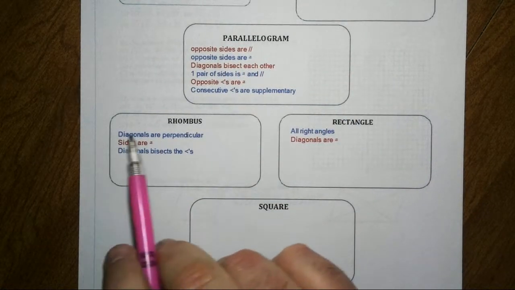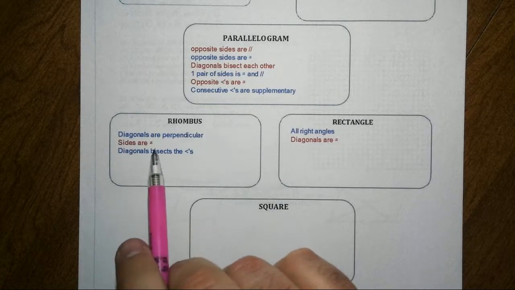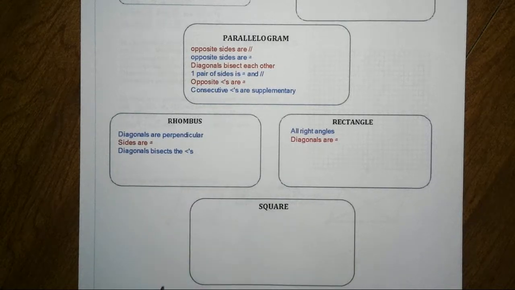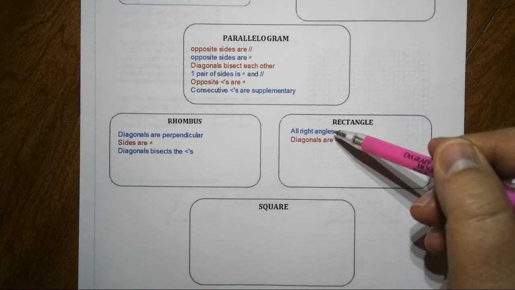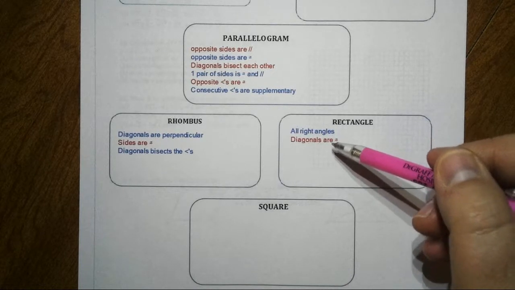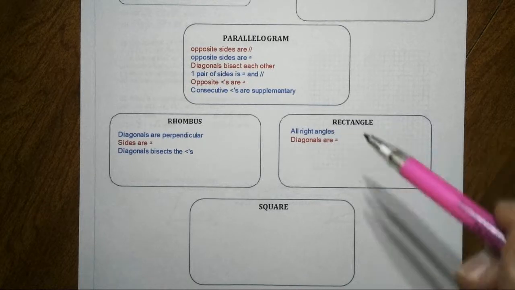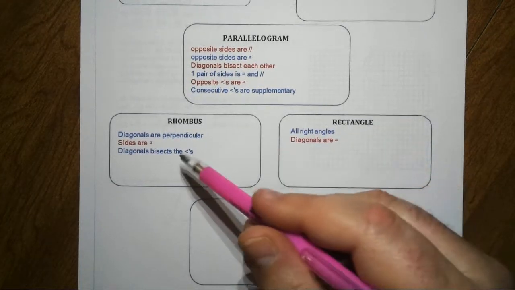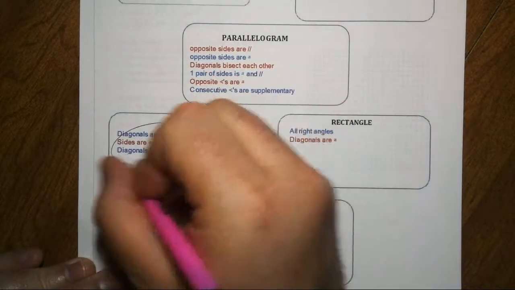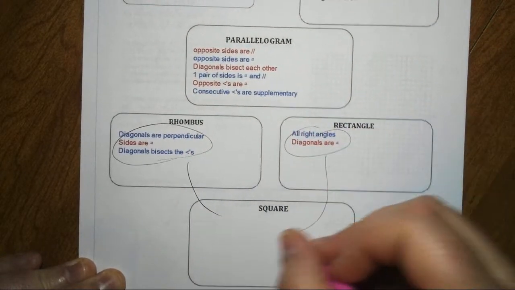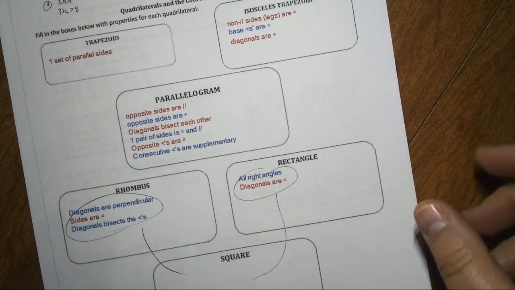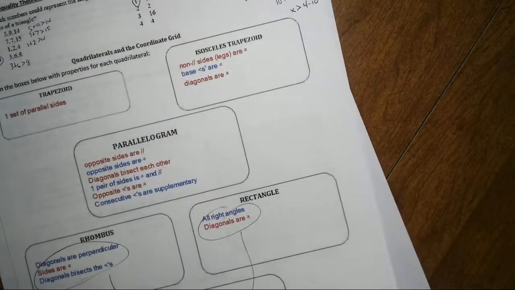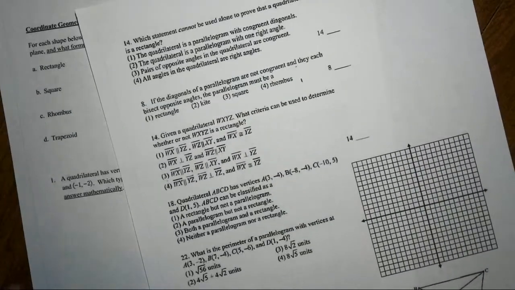The rhombus, remember the diagonals are perpendicular, all sides are equal, and the diagonals bisect the angles. And a rectangle, all the angles are 90 degrees or right angles, and the diagonals are congruent. Sometimes we say consecutive sides perpendicular. The square is just a combination of all this and all this, those 5 properties put together. Okay, so you can fill it in for yourself. So, on to the next page.